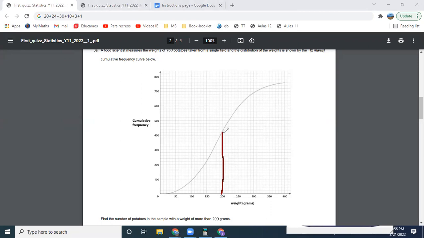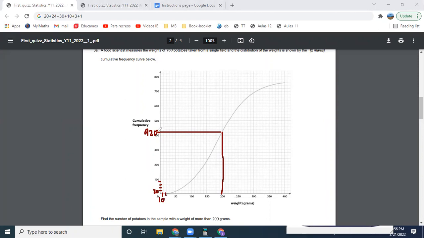We stop at the graph and we get the number 420. First of all, be careful with the scale, right? Every division on the y-axis is 20, because between 0 and 100 we have 5 divisions. And for this other graph, since from 0 to 50 we have 5, it is 10 by 10.